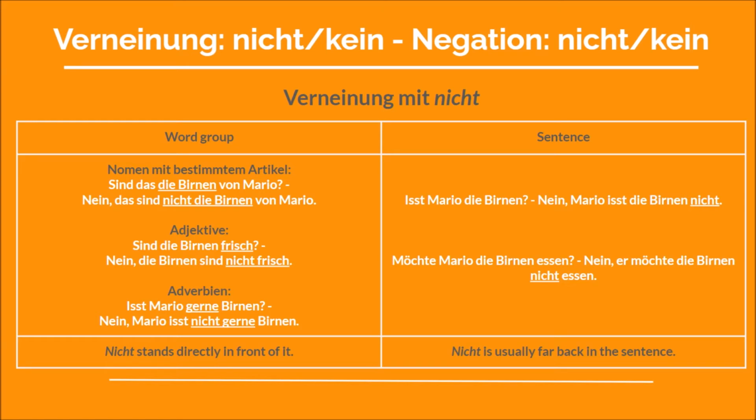When we want to use nicht as a negation in the German language, we first have to differentiate between word groups and sentences. To the word groups, we count nouns with definite articles, or in German Nomen mit bestimmtem Artikel, adjectives, Adjektive, and adverbs, Adverbien. Here are some examples.